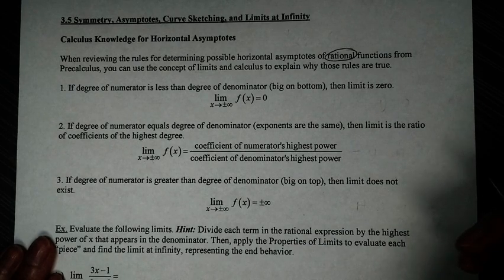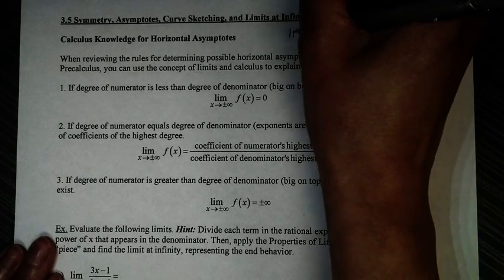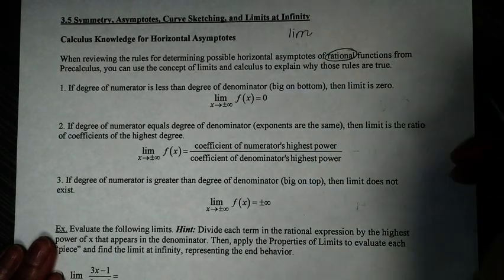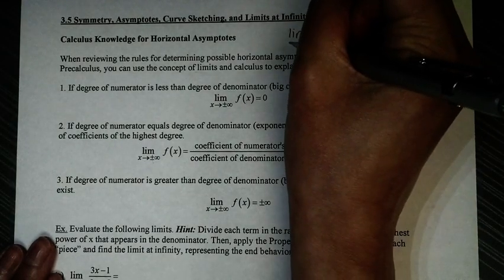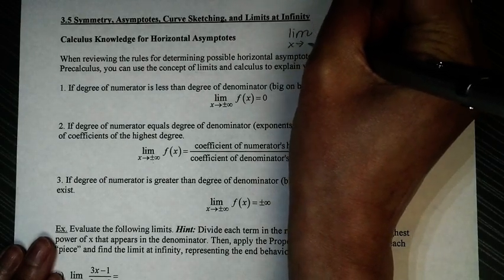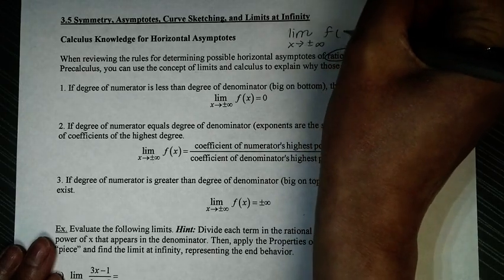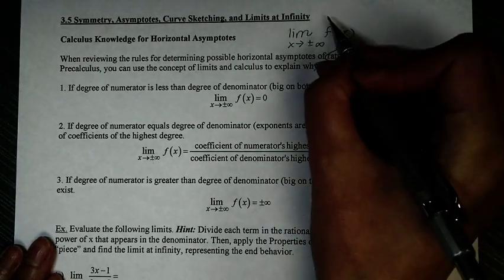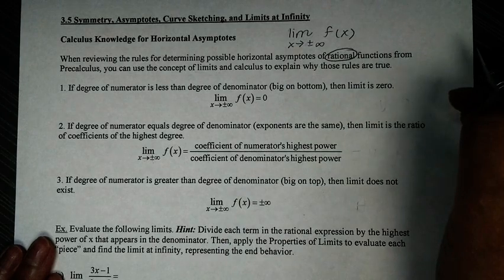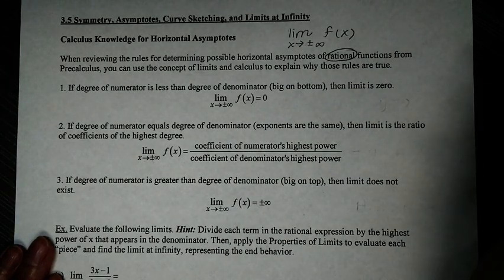Okay, so what we're going to do here is use the fact that we know a lot about limits. Specifically, we're going to analyze the limit when x approaches positive or negative infinity of the function f of x. And whatever this gives you as the result, we're going to conclude whether we have a horizontal asymptote or not.